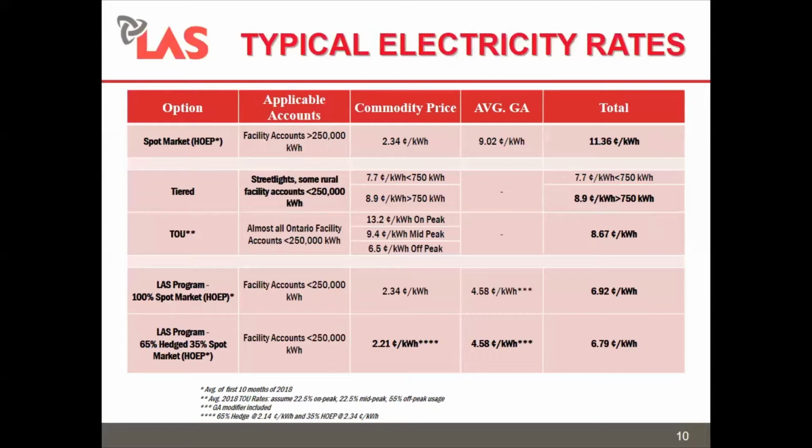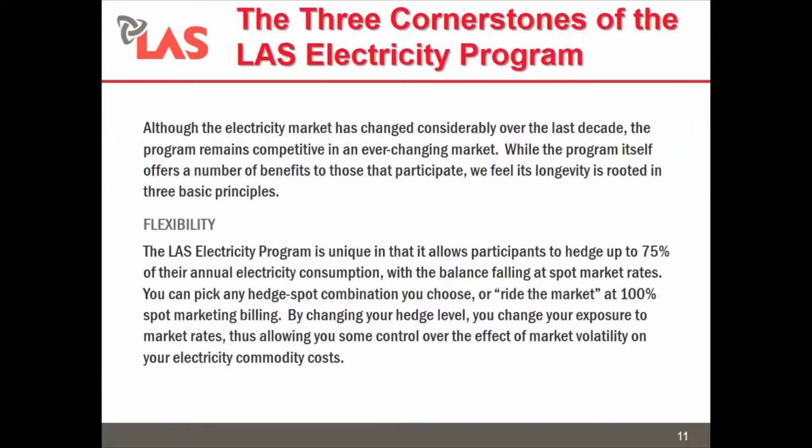So thank you, Cynthia. Hi, it's Eleanor, everyone. I'll walk you through the LAS electricity program, and just give you a high level of who we are, how long we've been in existence, and what our principles and beliefs are. I know we've gone over a lot of technical material with Cynthia, and it's a lot of information.